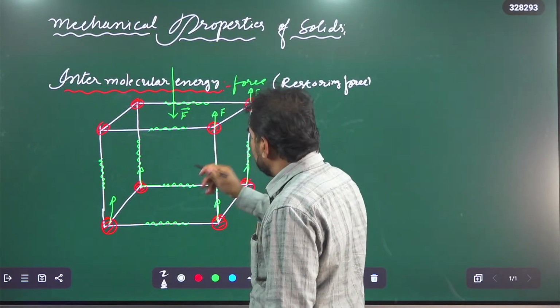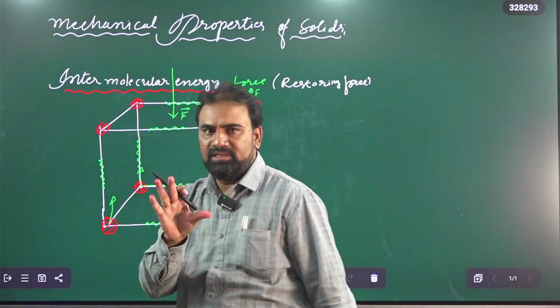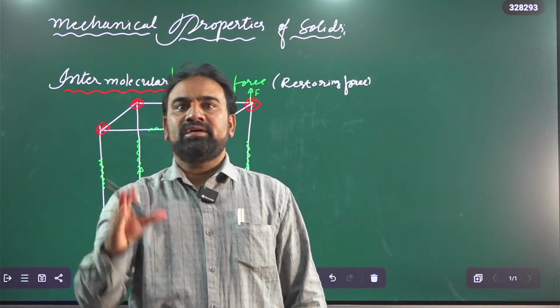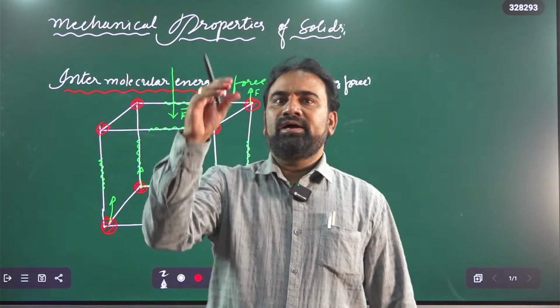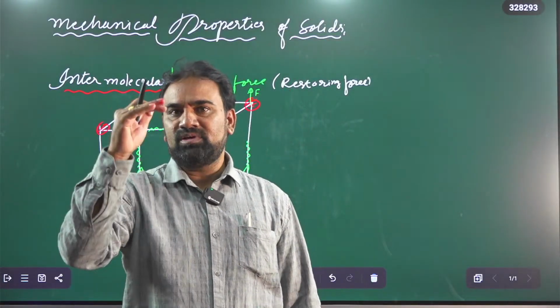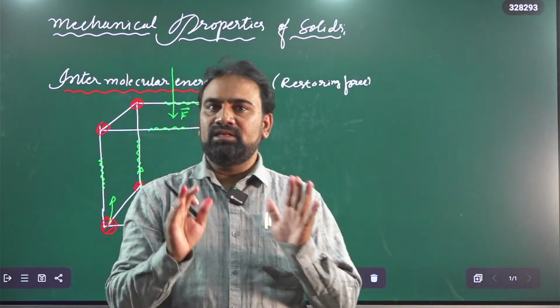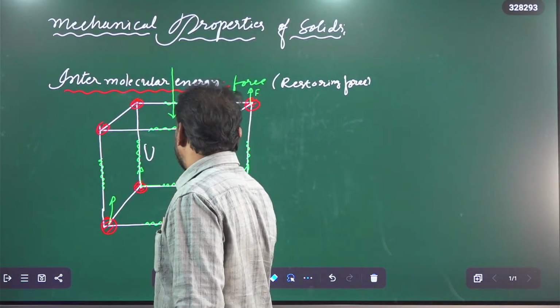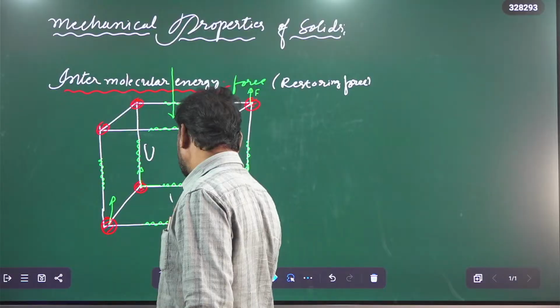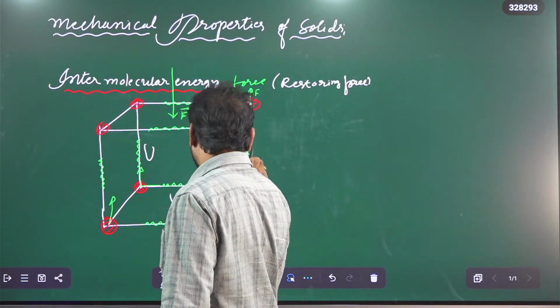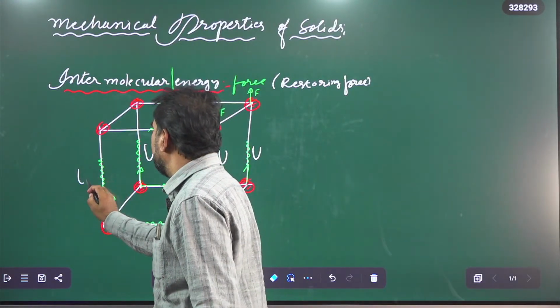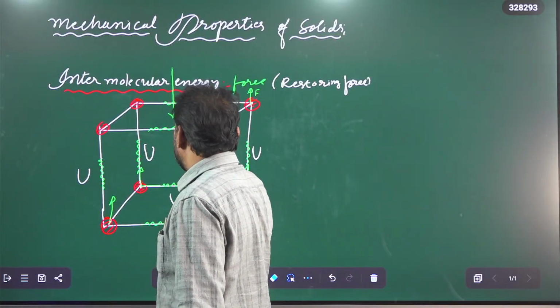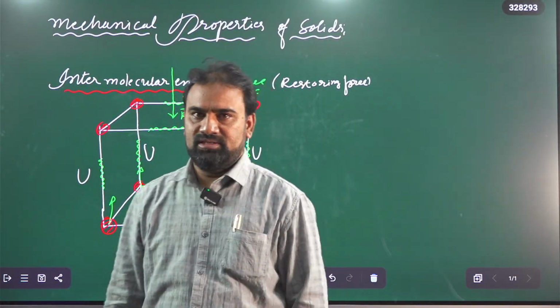Due to this force, some amount of energy is developed. That energy is called intermolecular energy. Between any two molecules, some amount of energy is present, and it is stored in the form of potential energy.